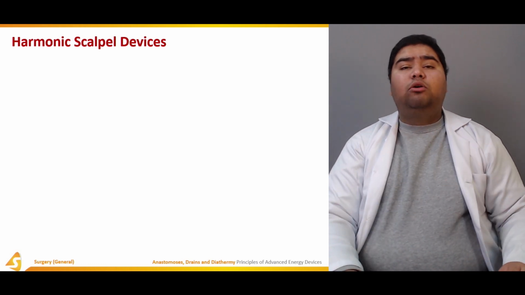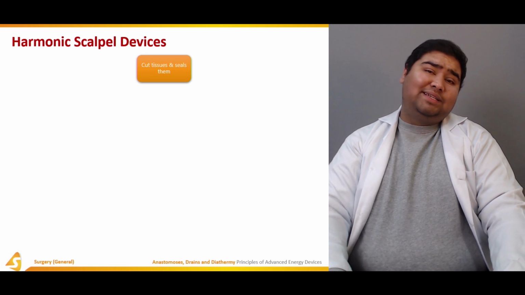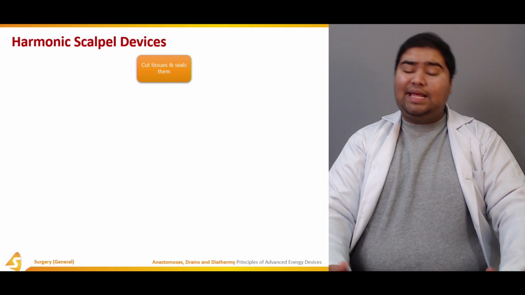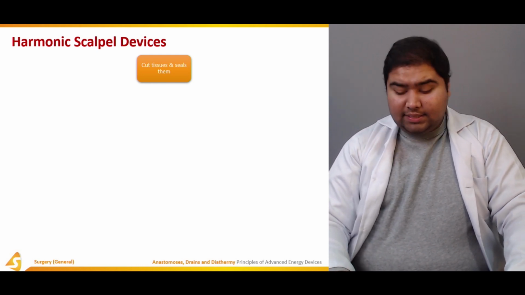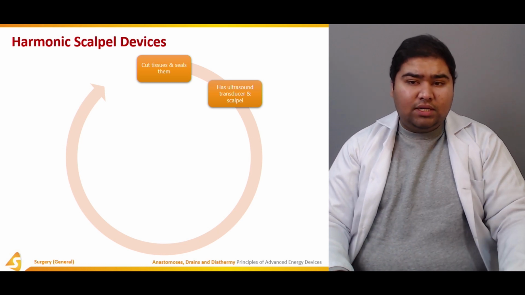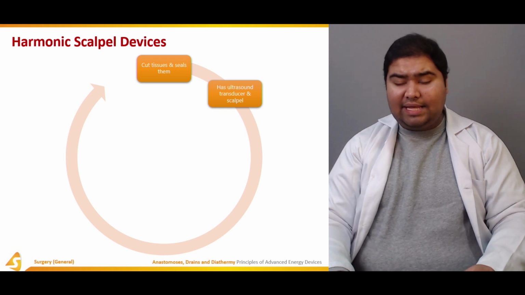Now moving on to the harmonic scalpel devices. So harmonic scalpel devices actually use ultrasound technology. So let's see how they work. They cut tissue and seal it at the same time. They have an ultrasound transducer and a scalpel. So there's a transducer and a scalpel.